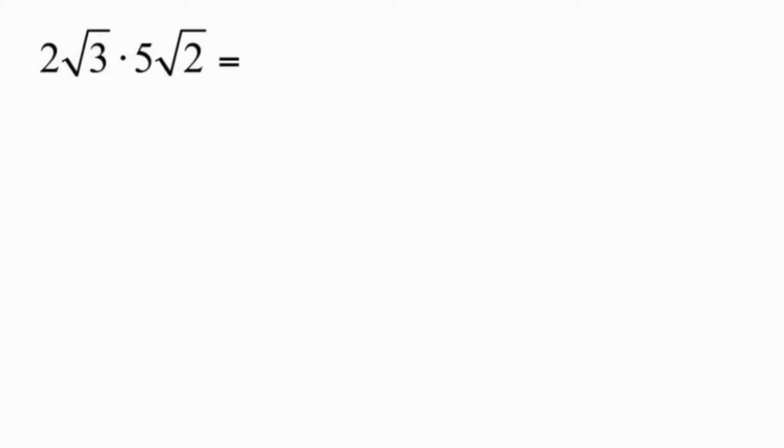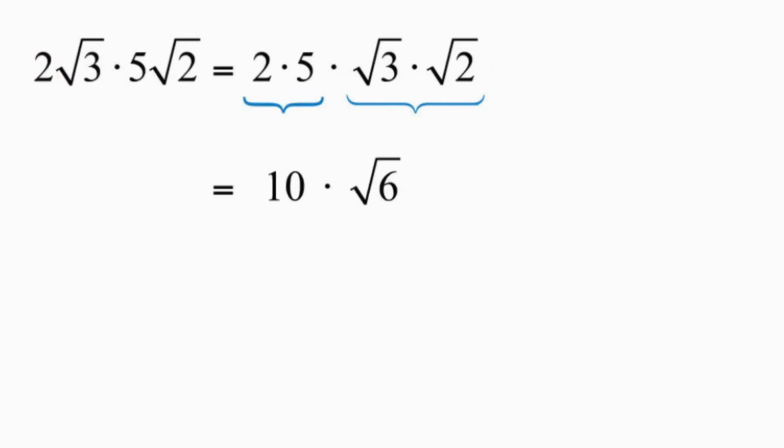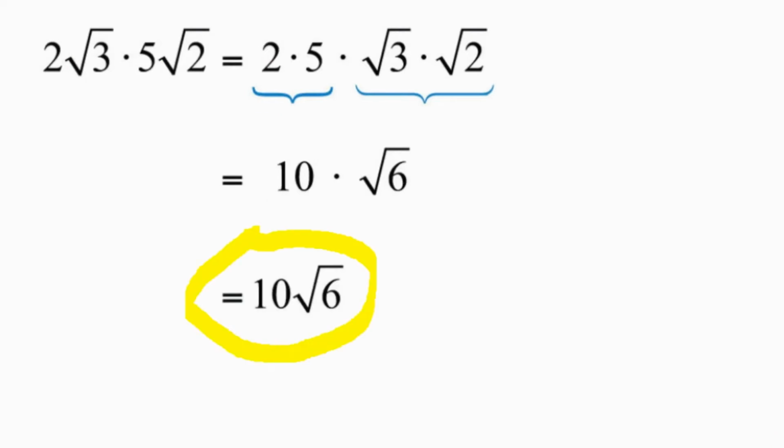How about this one? Well, here I have 2 radical 3 times 5 radical 2. They don't need to be the same type of radical. I can multiply these together, but the rule is this. If it's a number inside the radical, it can only be multiplied by another number inside the radical. And the 2 numbers that are outside the radical, 2 and 5, will get multiplied together. So notice, I'm multiplying the 2 and 5 on the outside, and then the radical 3 and the radical 2 on the inside. You're going to get 10 radical 6.